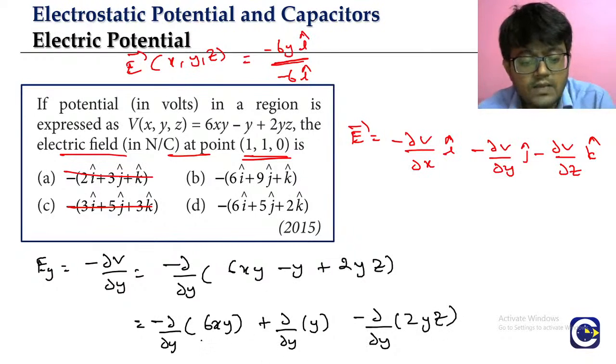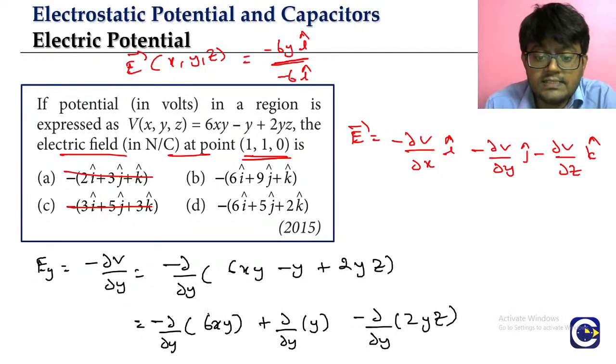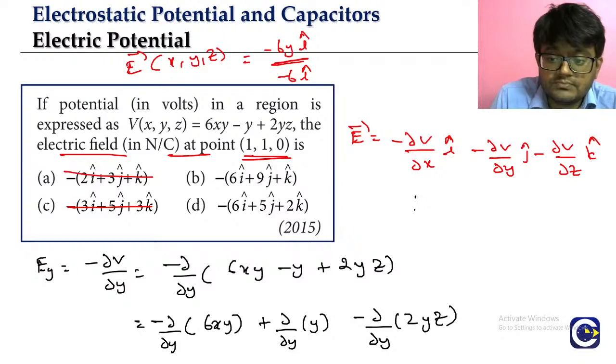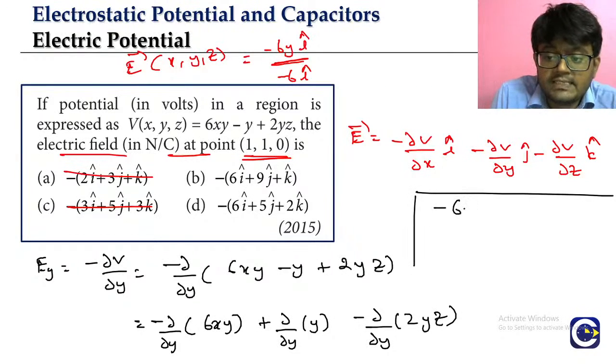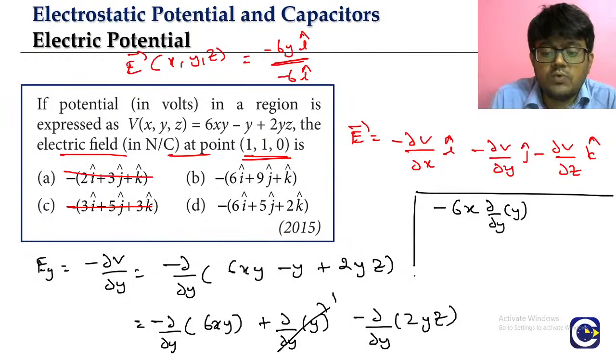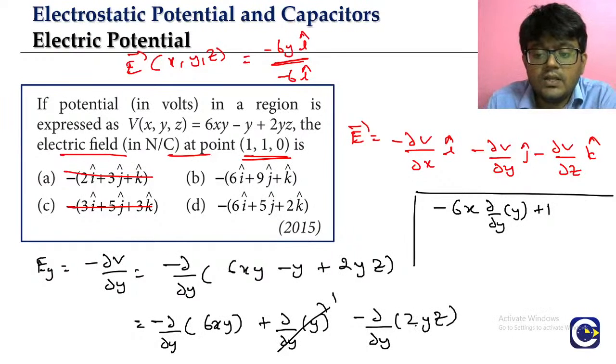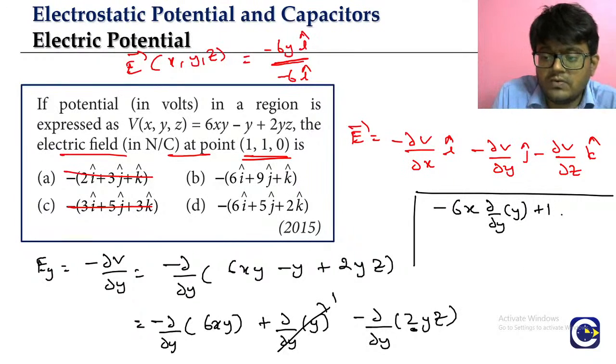So here, look, the first term, we are taking the partial derivative with respect to y, so 6 will be a constant, x will be a constant. So here I write, minus 6x. Next, the second term, see, derivative of y with respect to y, which is 1. In the third term, 2 is a constant, and similarly z will be a constant, so both values come out, minus 2z.